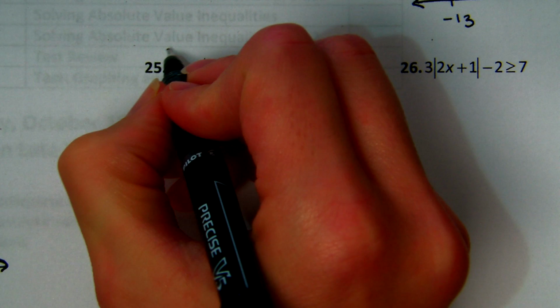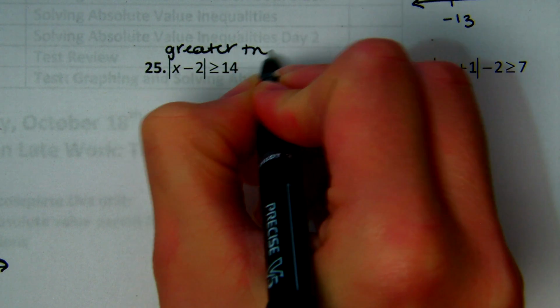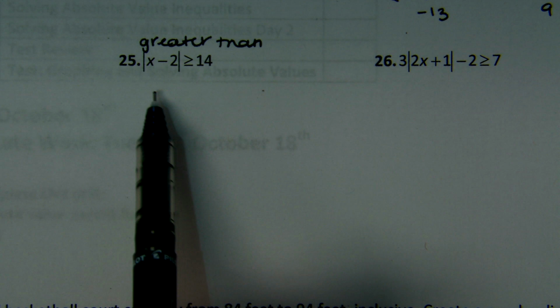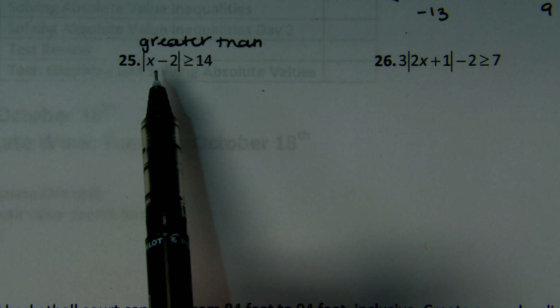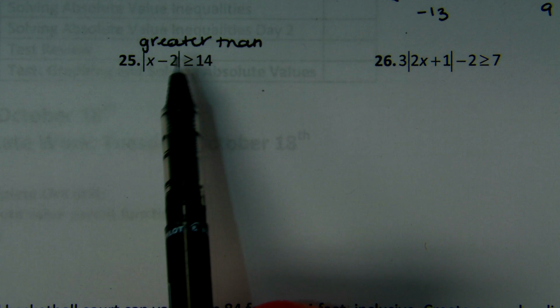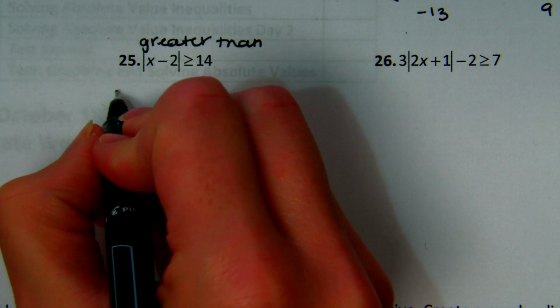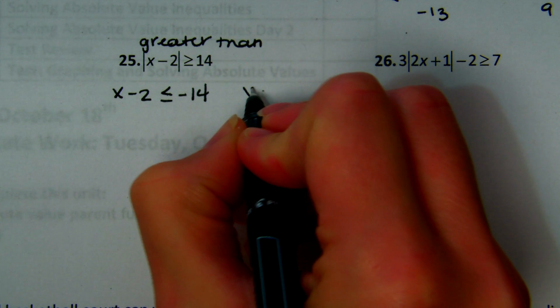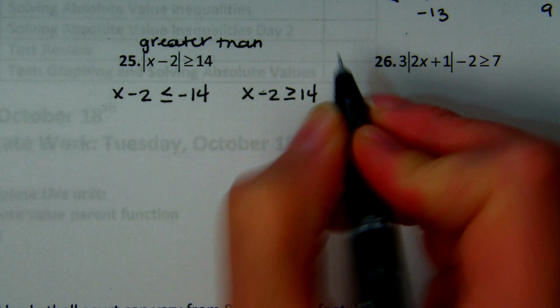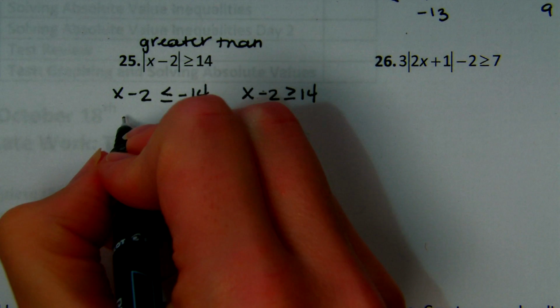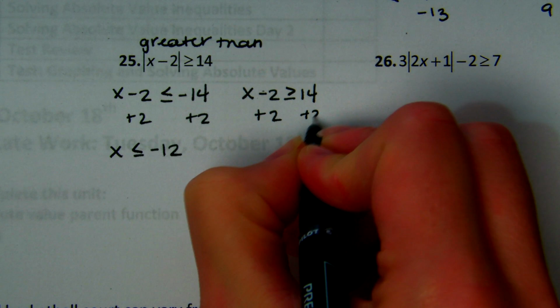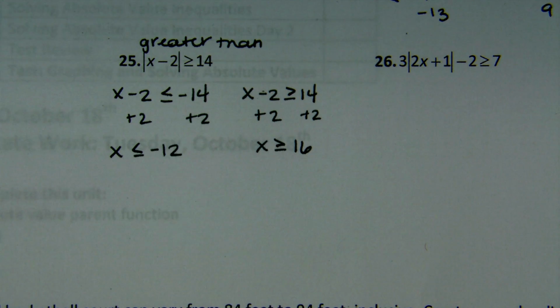All right, number 25 is another greater than. And so what I'm going to do is I'm going to write two inequalities. I have to make sure the absolute value is alone. It is. X minus 2 is inside the absolute value, so I don't have to move anything. So I write x minus 2 is less than or equal to -14, and x minus 2 is greater than or equal to 14. And then I solve for x. Add 2 to both sides. X is less than or equal to -12, and x is greater than or equal to 16.